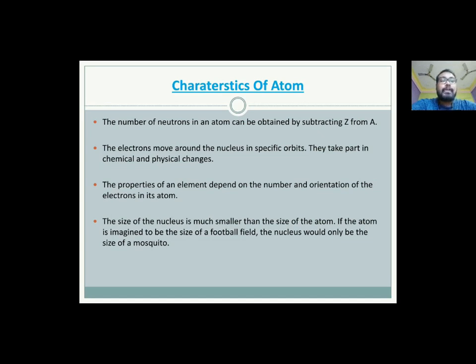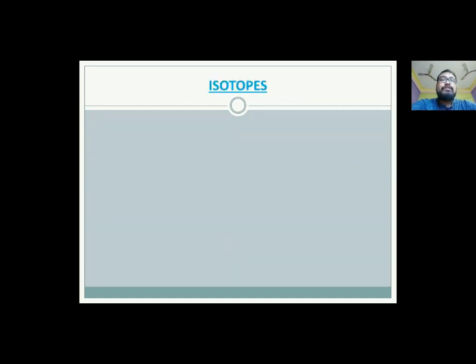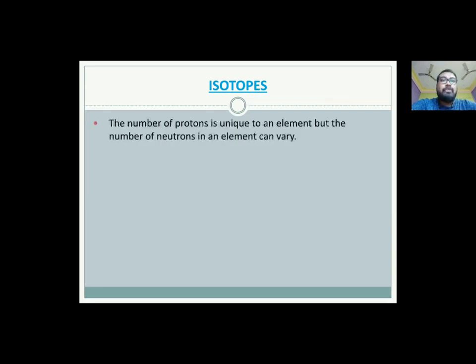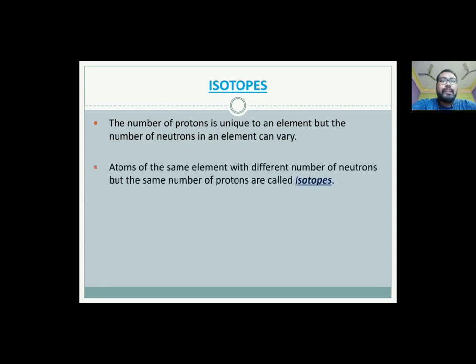Next, if the atom is imagined to be the size of a football field, the nucleus would only be the size of a mosquito. Okay, so next topic we have isotopes. Now see, the number of protons is unique to an element, but the number of neutrons in an element can vary. For example, carbon has 3 different types of atoms with different numbers of neutrons.